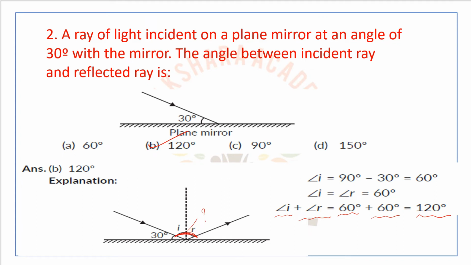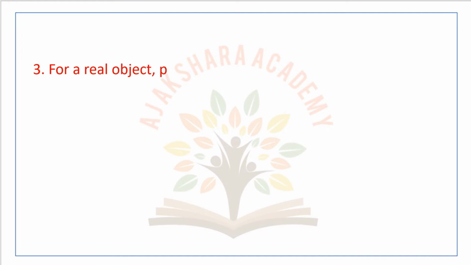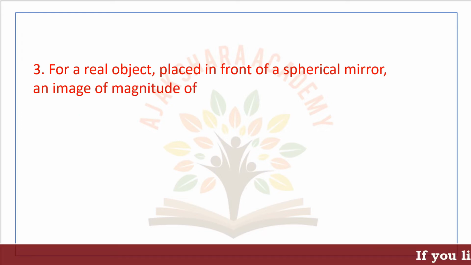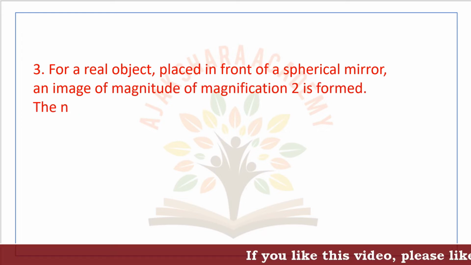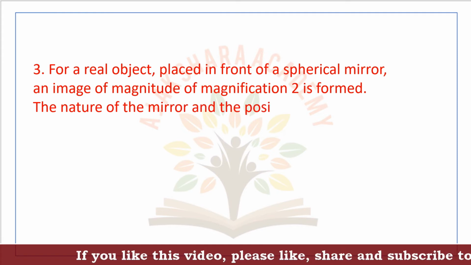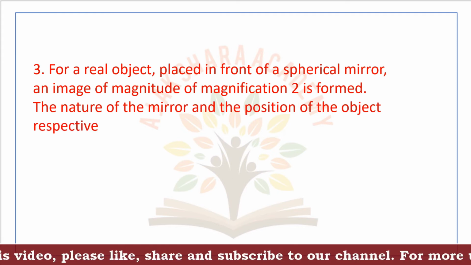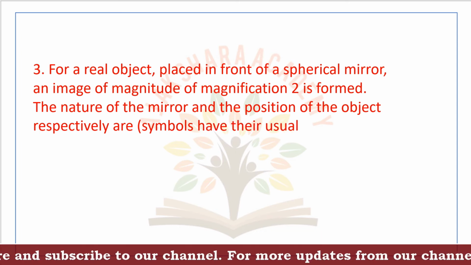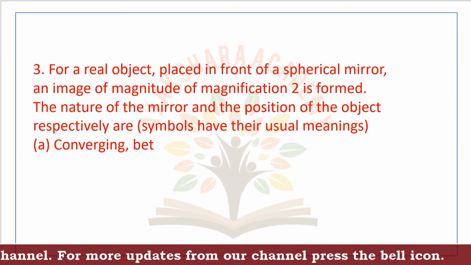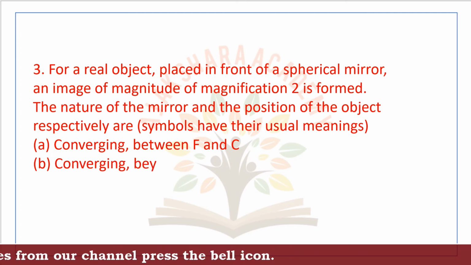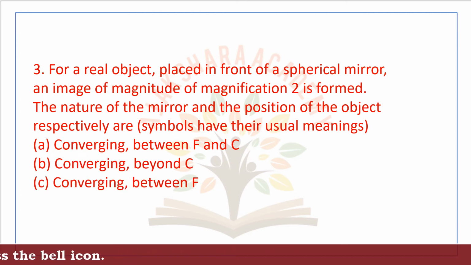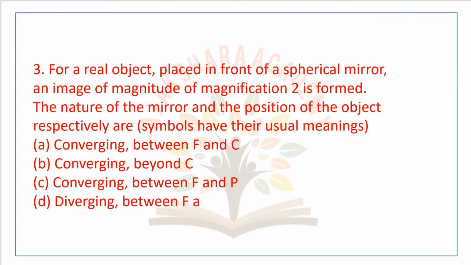Okay, next. For a real object placed in front of a spherical mirror, an image of magnitude of magnification 2 is formed. The nature of the mirror and the position of the object respectively. Here we have to calculate the nature of the mirror and position of the object. Options are converging between F and C, converging beyond C, converging between P and F, and diverging between F and C. Let us go to the solution.